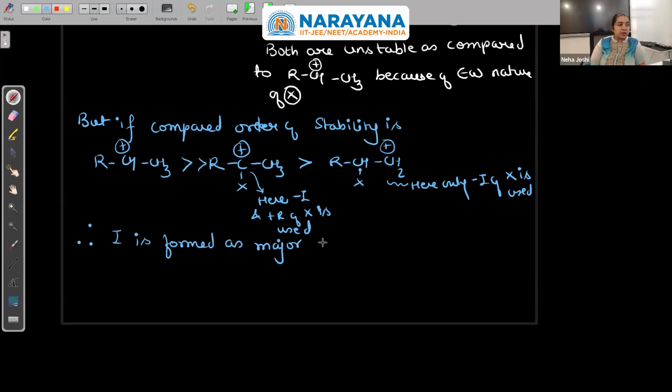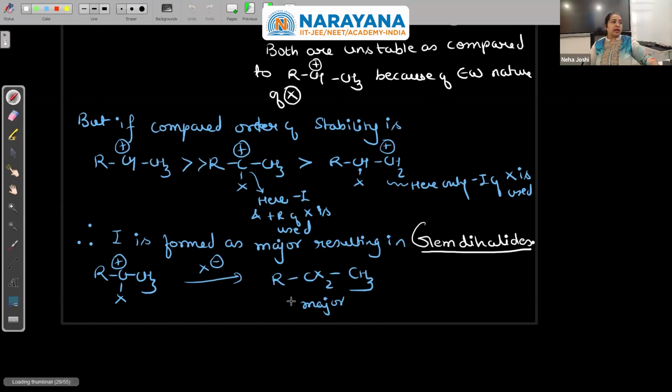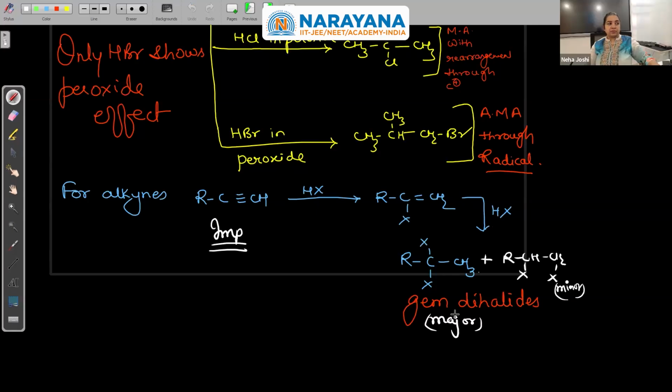And if RCXCH3+ is major, then X minus will attack on it, and RCX2CH3 is formed as major, resulting in gem dihalides. Is that absolutely clear? That with alkynes, you will have gem dihalides formed like this. With alkenes, it is okay.